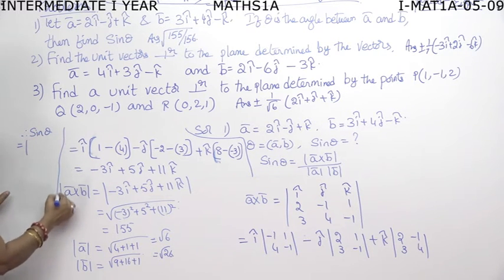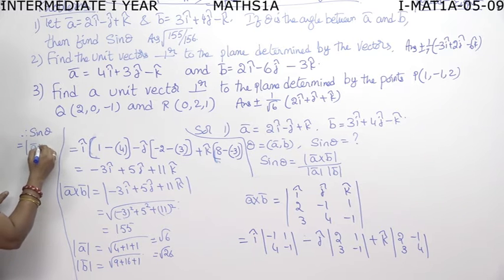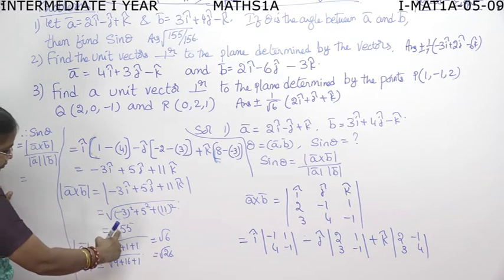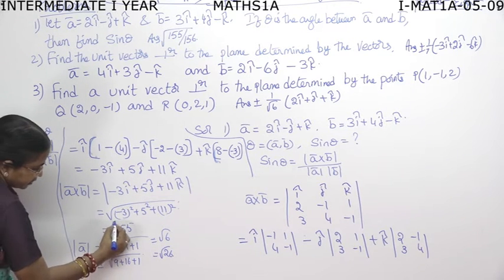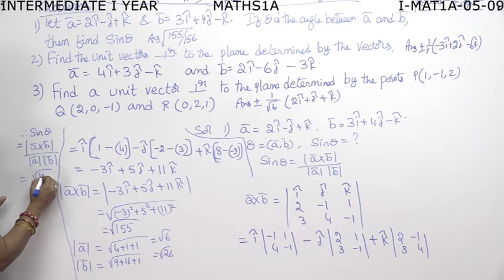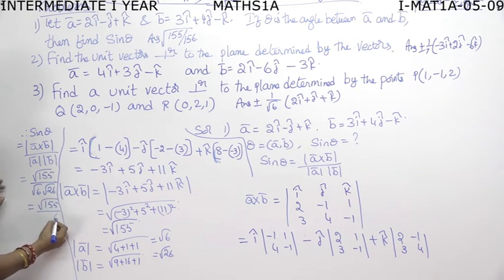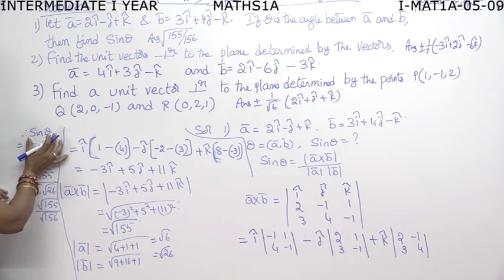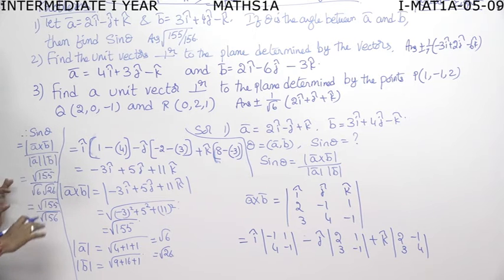mod of A cross B by mod A into mod B. That is equal to, what is mod of A cross B? Sorry, this is root 155. So root 155 by root of 6 into root of 26. When you simplify, 6 times 26 is 156, so root 156. So this is the answer. So you must find the sine theta value. Don't write the theta value. Sine theta value is this.